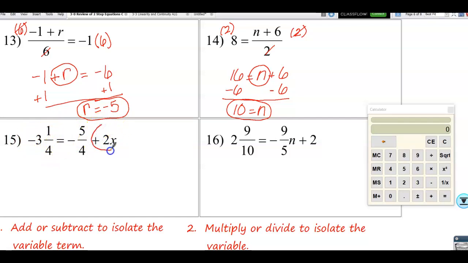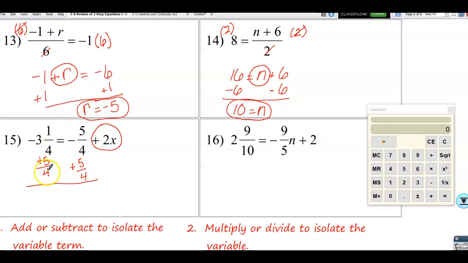This is your variable term right here. Just like the beginning problems, we have a number being multiplied with our variable. That's our variable term. To get it alone, we're going to add or subtract to get rid of this number. This is a negative 5/4, so we're going to add 5/4 to both sides of this equation.